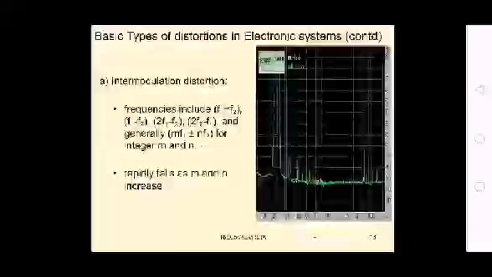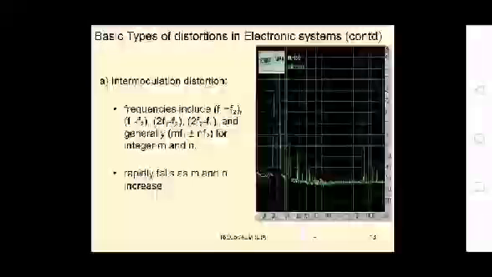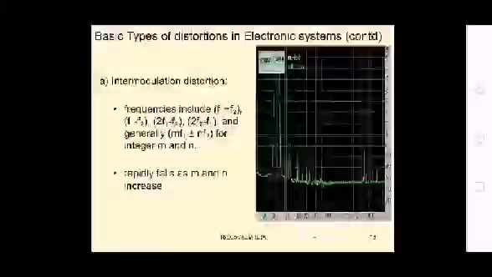Those frequencies may include at the output not only f1 and f2, but also f1 plus f2, f1 minus f2, 2 f1 minus f2, or 2 f2 minus f1, and generally we write it as m f1 plus or minus n f2 for integers m and n, and it rapidly falls as m and n increase. So this we call intermodulation distortion. Intermodulation distortion happens when we have two input frequencies f1 and f2 that are to be propagated across a channel.